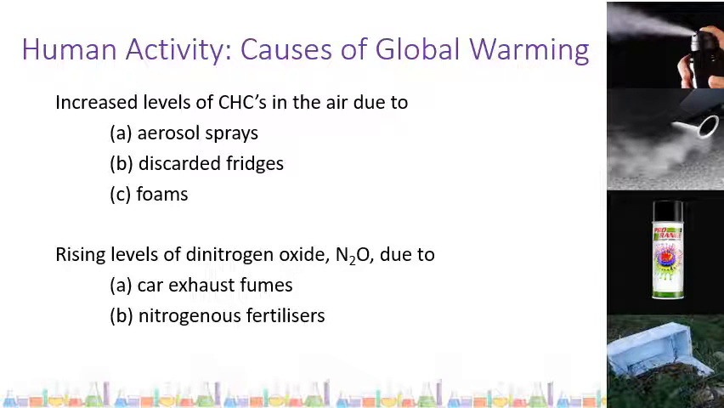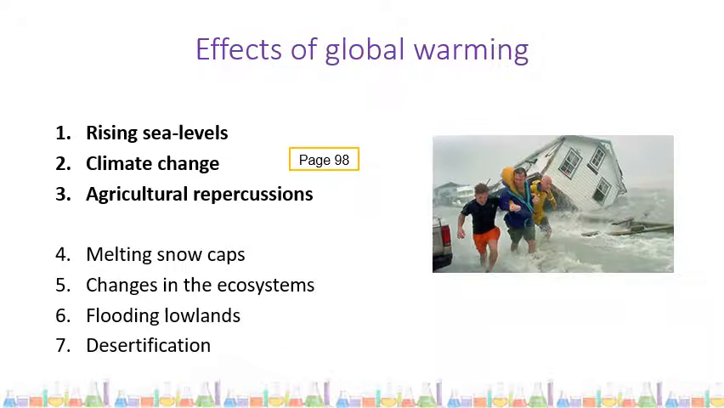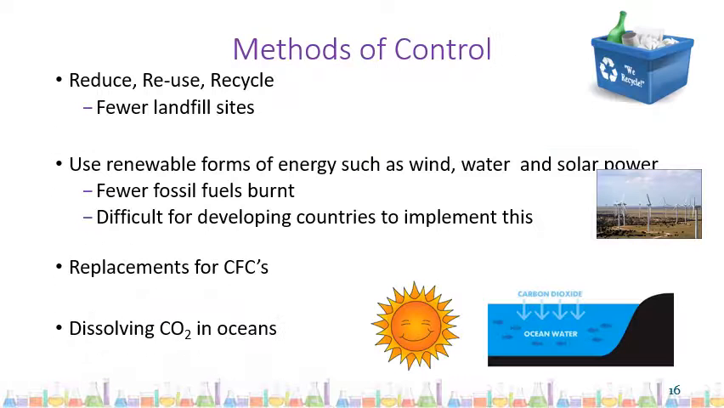The increased levels of CFCs in air are due to aerosol sprays and foams and discarded fridges. Rising levels of dinitrogen oxide are due to car exhaust fumes and nitrogenous fertilizers. The effects are summarized nicely, the three that you need to know are in bold here, and they're summarized nicely on page 98, so you can have a look through those yourself.